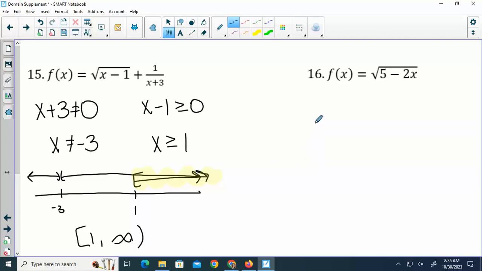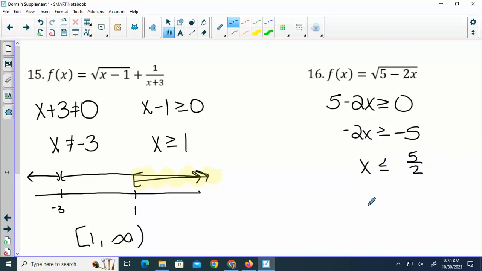Number 16. We have a radical, so the thing underneath is greater than or equal to 0. What do you want to do? Okay, if we subtract over the 5, then we have to divide by a negative 2, which flips my inequality. So how would we write the interval?